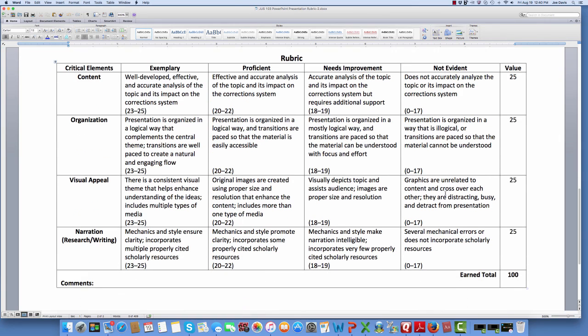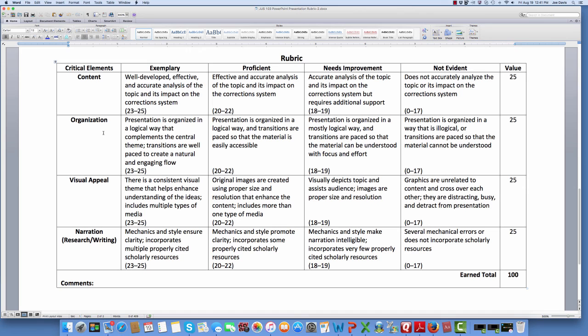Here's the actual rubric, the critical elements that you must meet to earn a passing grade. So let's go for the A. Let's go all the way to the top, and if we're looking for exemplary scores on content, it needs to be well developed, effective, and an accurate analysis of the topic and its impact on the correctional system. So it's kind of 2 parts there. It needs to be well developed and an effective and accurate analysis on the impacts of the correctional system.